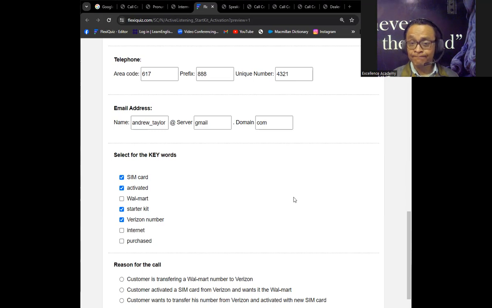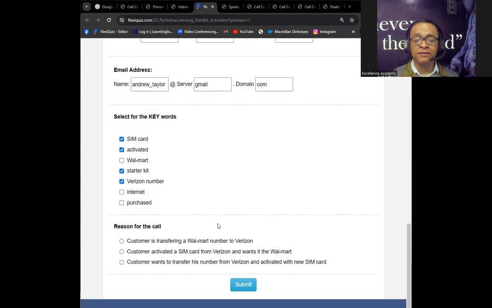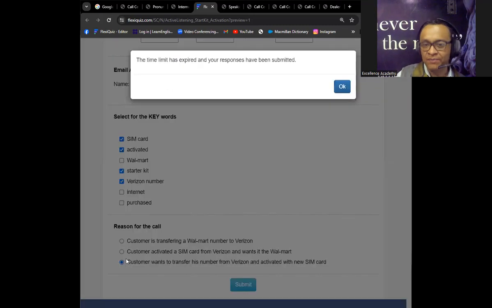Yeah. Yep. That's right. Okay, so what would be the reason of the call? Customer is transferring a Walmart number to Verizon. Customer activated a SIM card from Verizon and wants it in the Walmart. Customer wants to transfer his number from Verizon and activate it with a new SIM card. What do you think? Yes. Yeah, the third one. It's a no-brainer because the keywords just gave us what we needed to understand. And now we know that we're dealing with a new customer who wants to activate a SIM card, who wants to keep his number.